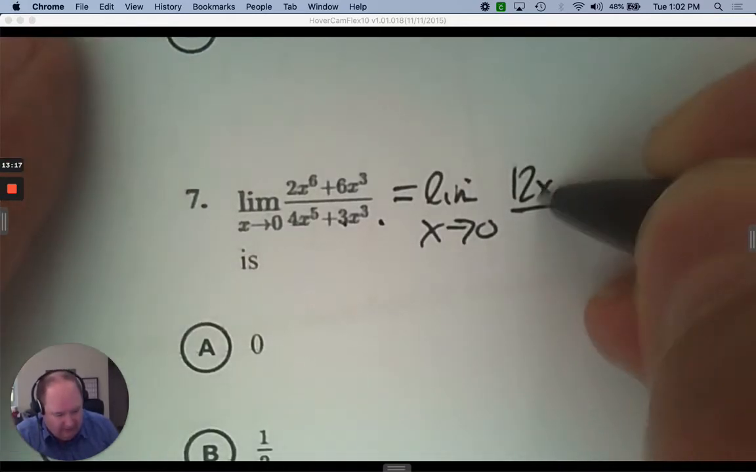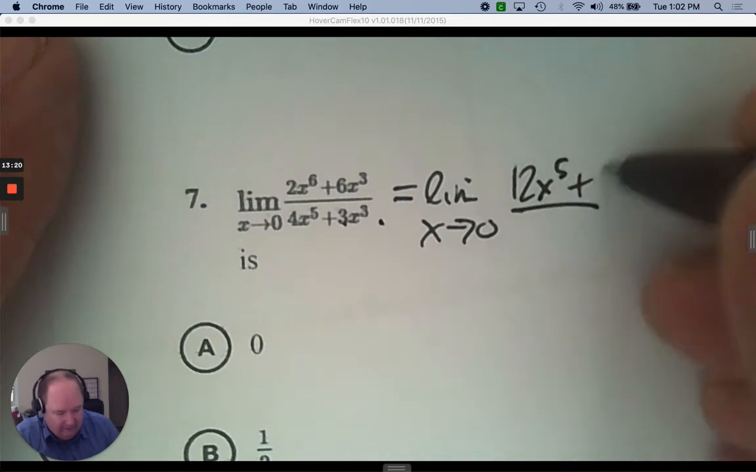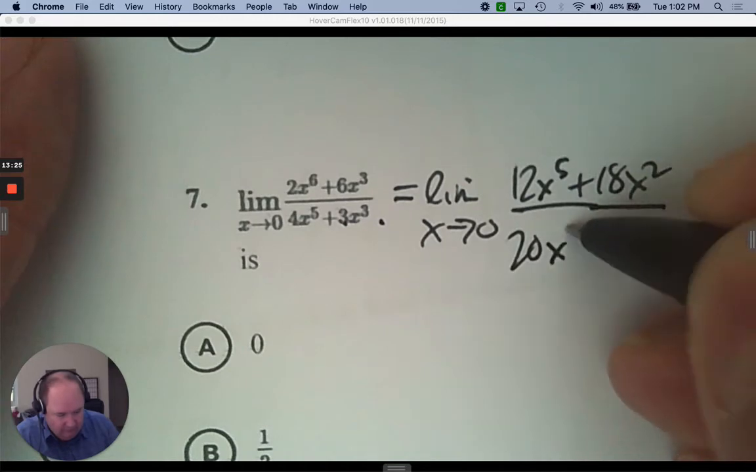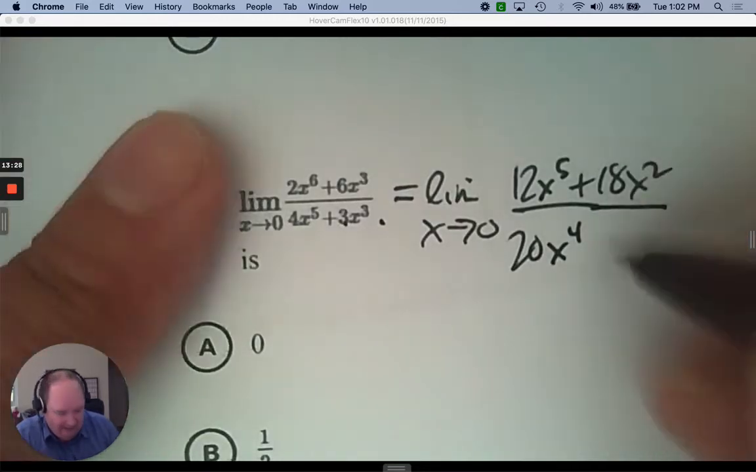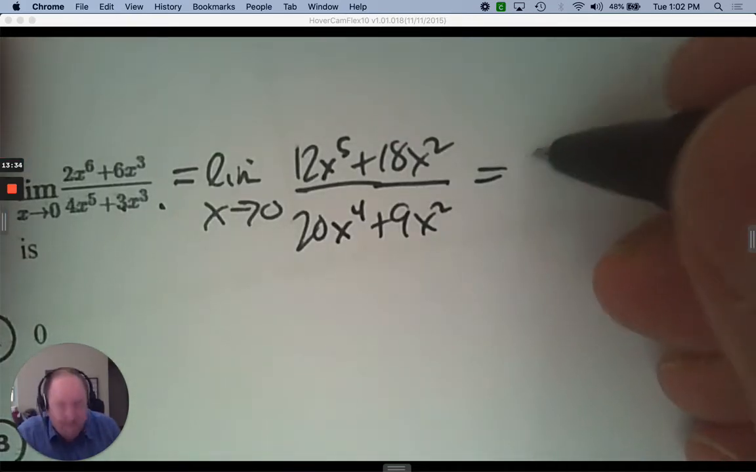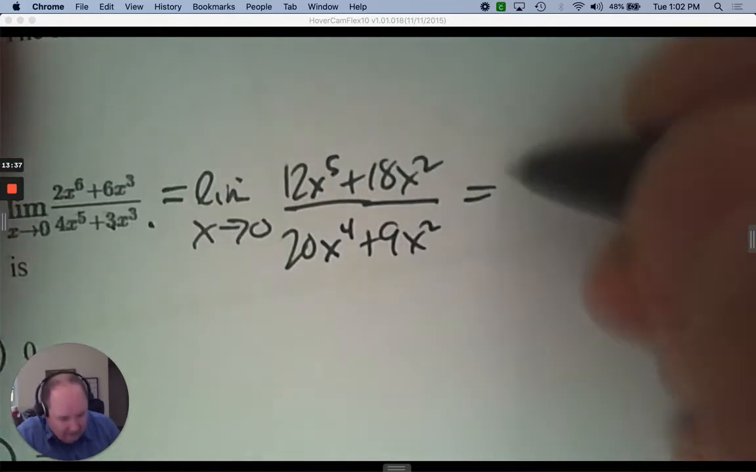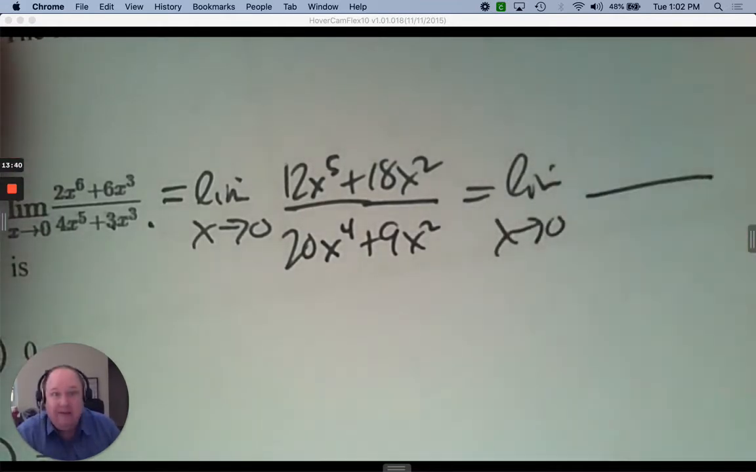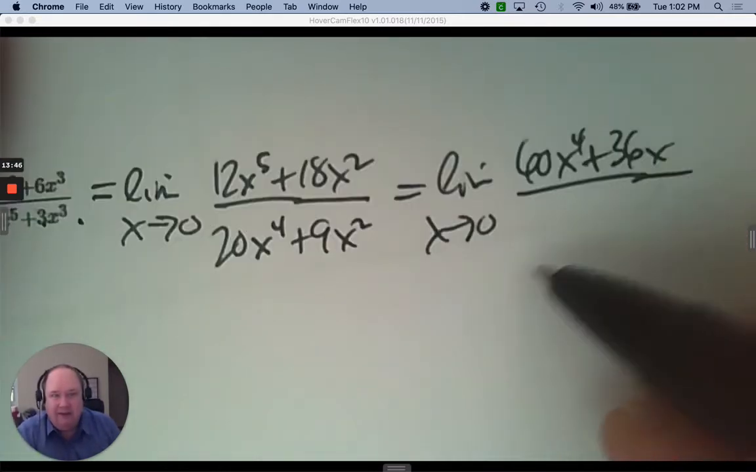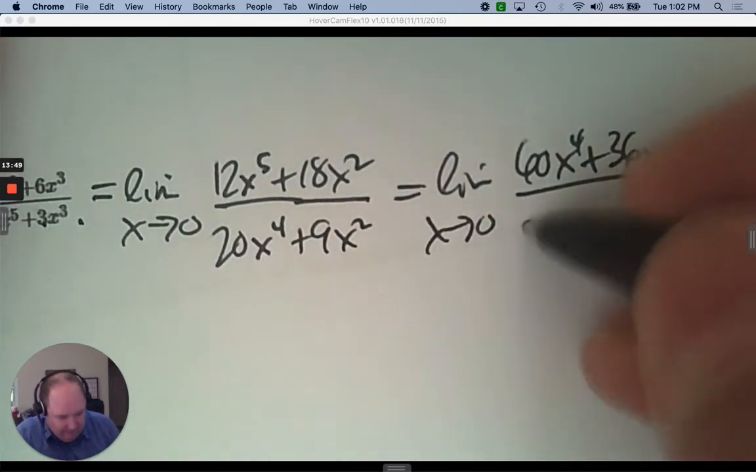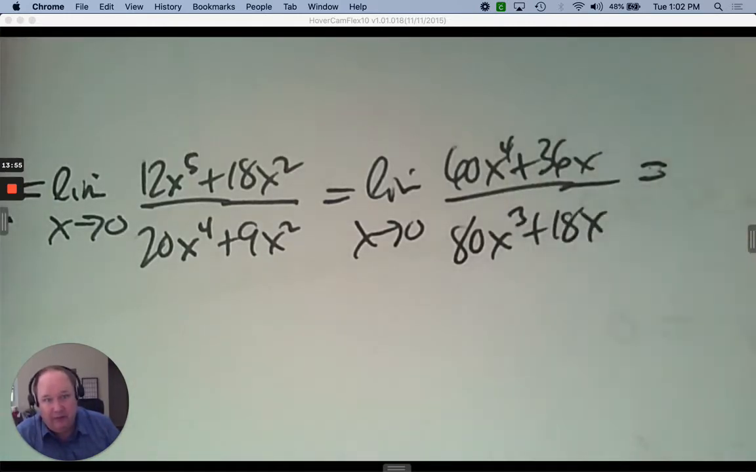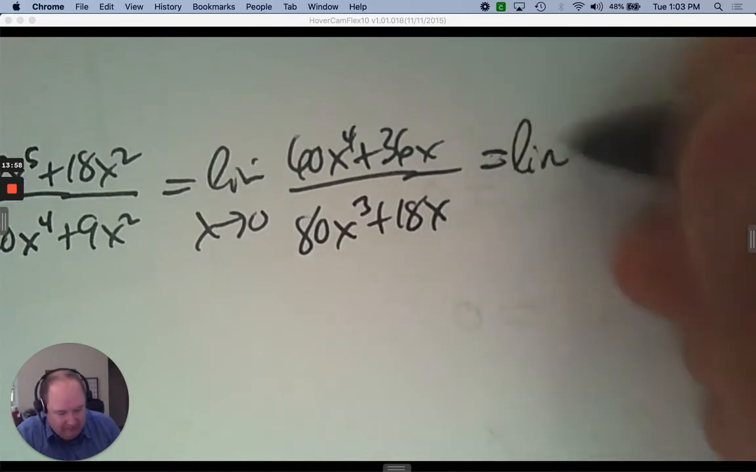So that's 12x to the 5th plus 18x squared. Here, that's 20x to the 4th plus 9x squared. And then we're going to continue that. Still indeterminate. So you continue to take the derivative top and bottom until it's not indeterminate. So if I continue here, this is 60x to the 4th and 36x. In the denominator, it is 80x cubed and 18x. Still indeterminate. So if I plug in 0 for x, top and bottom, indeterminate. But this is the last time I need to do this.